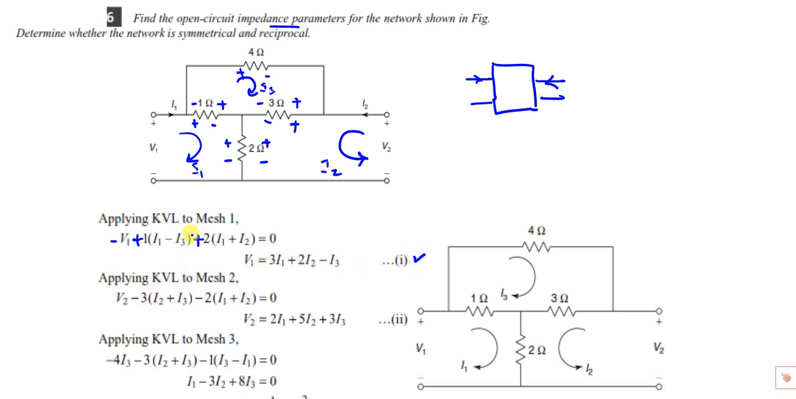Similarly, apply KVL for mesh 2. This is mesh 2. Don't consider the middle one. In two-port networks, the input side is always mesh 1, the output side is always mesh 2, and whatever is in between we consider as mesh 3. Now apply KVL for mesh 2. Start from here. You get minus V2. Then plus, this author uses different notation. Plus 3 into.